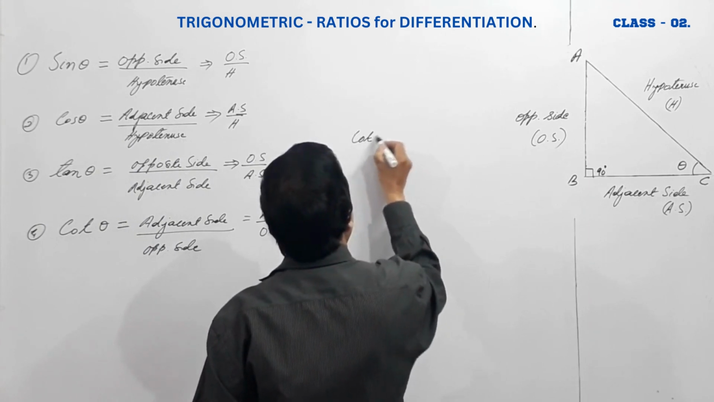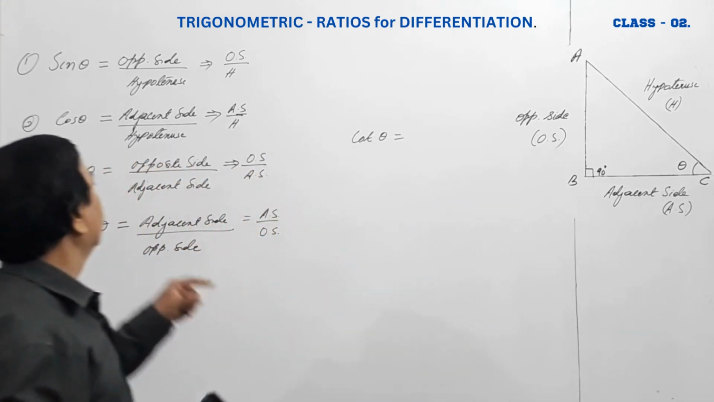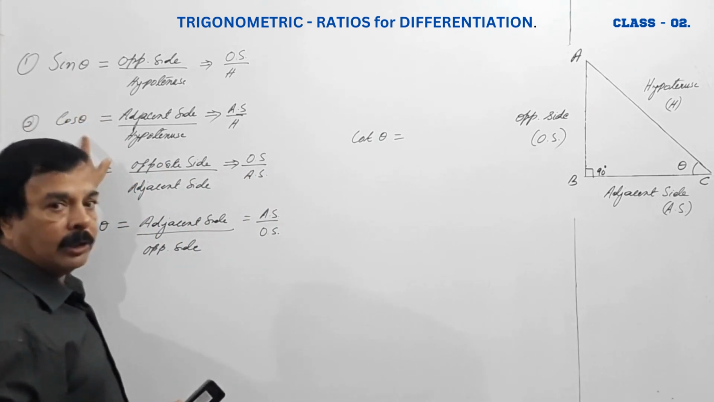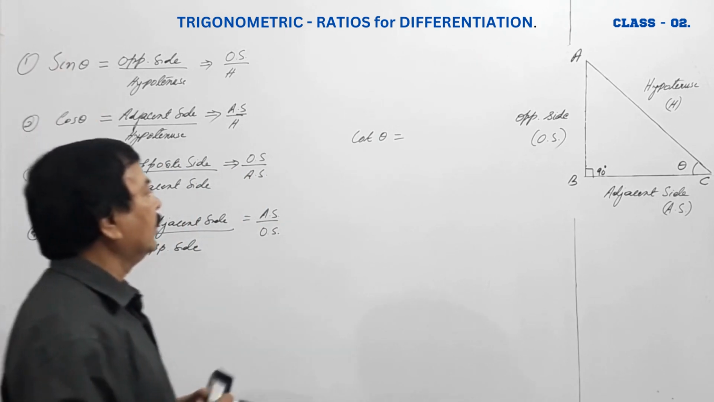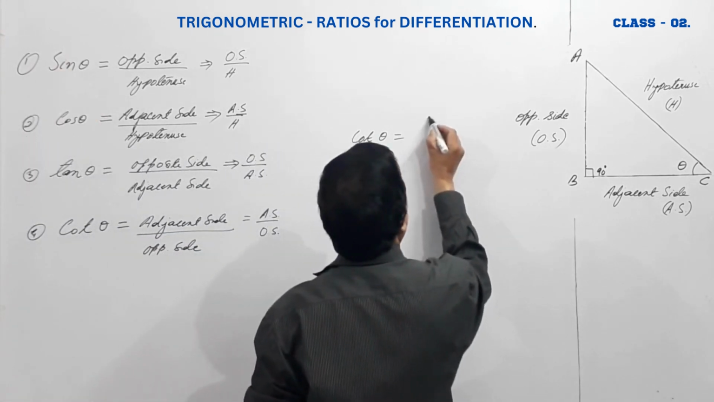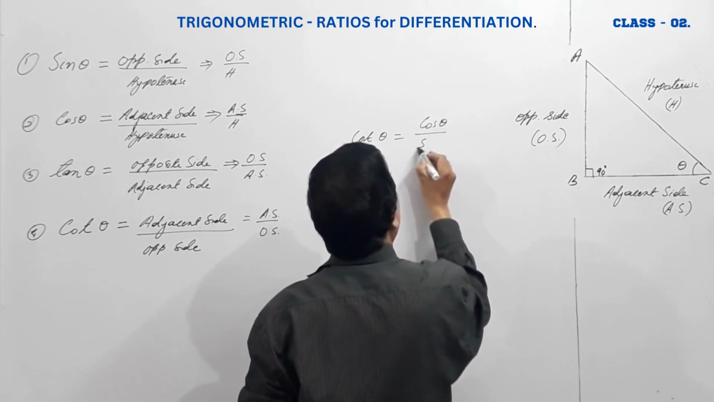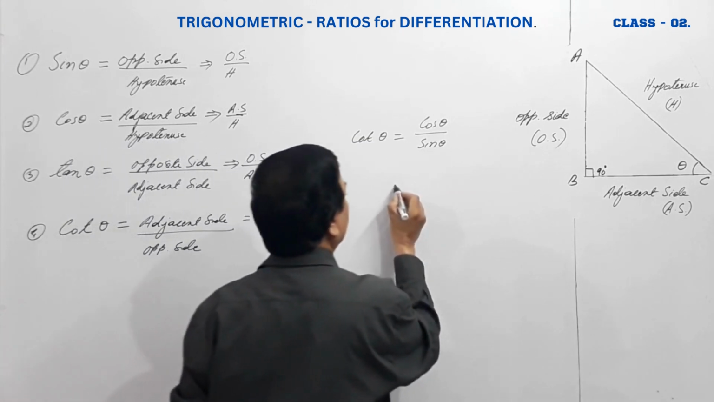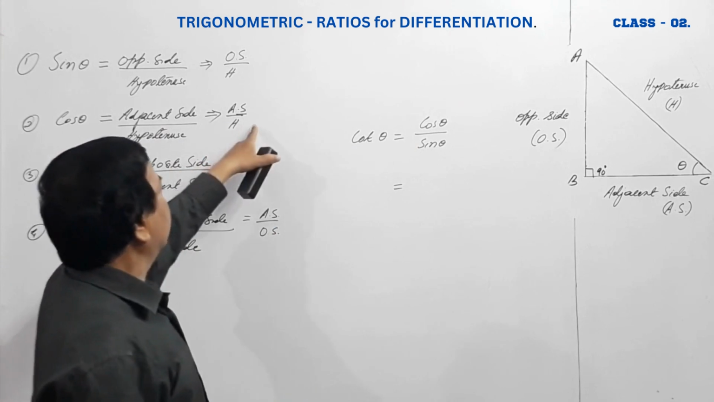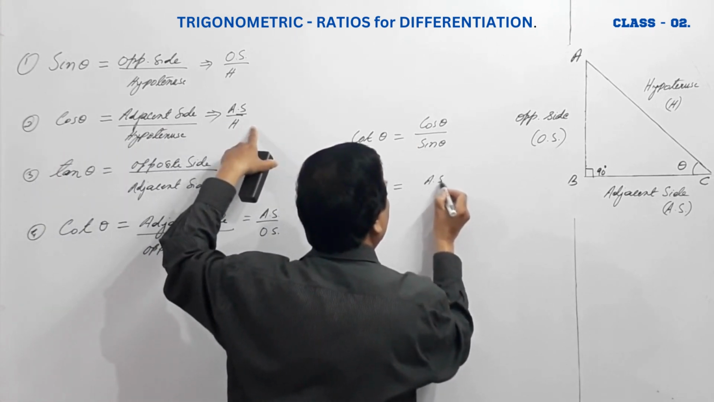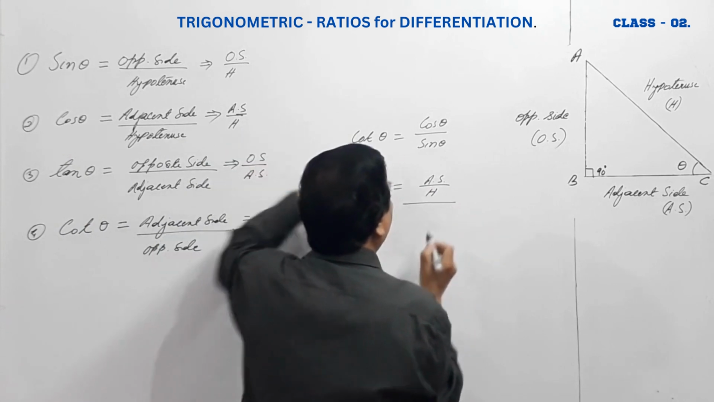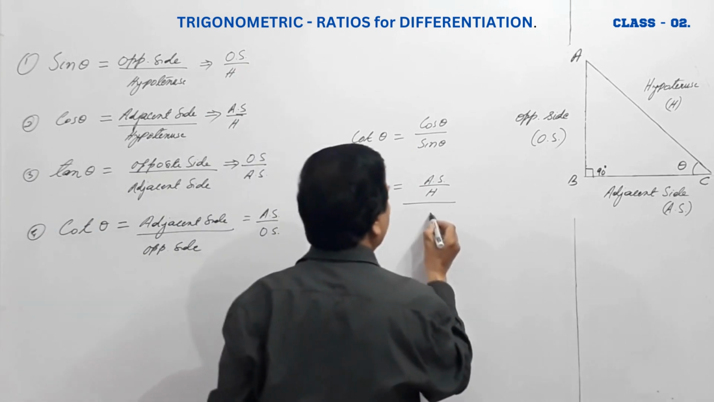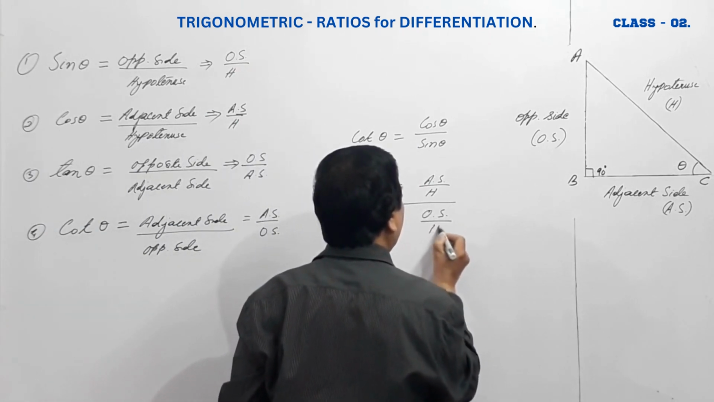Now cot theta is what? See here, tan is sin theta by cos theta, but cot is cos theta by sin theta. So cot theta can be written as cos theta by sin theta. What is cos theta? Adjacent side by hypotenuse, divided by sin theta. What is sin theta? Opposite side by hypotenuse.